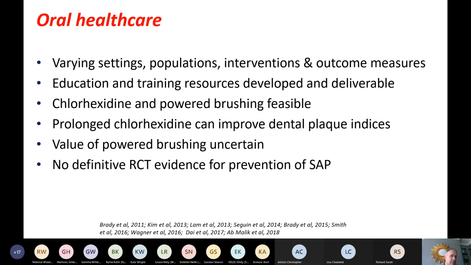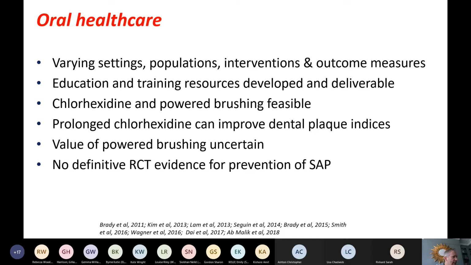So there have been several trials that have been done looking at oral healthcare interventions. Very few of them, if any, in fact none really, have tested any oral healthcare interventions specifically to see whether they reduce the likelihood or prevent pneumonia. Many of them have looked at indices of plaque in the mouth to see whether that particular approach to mouth care has reduced the amount of plaque in the mouth.